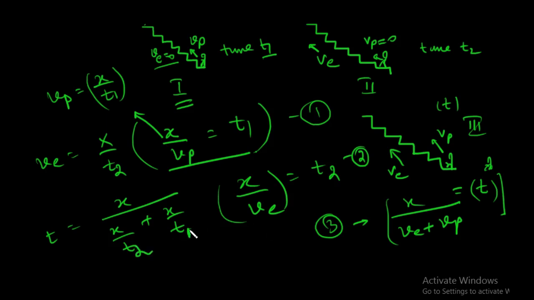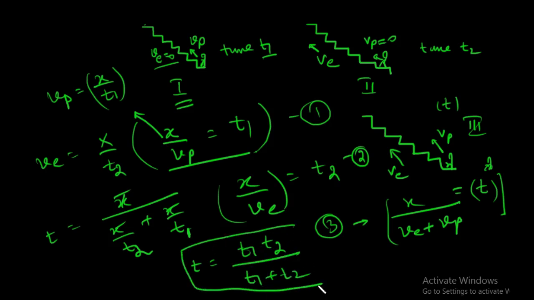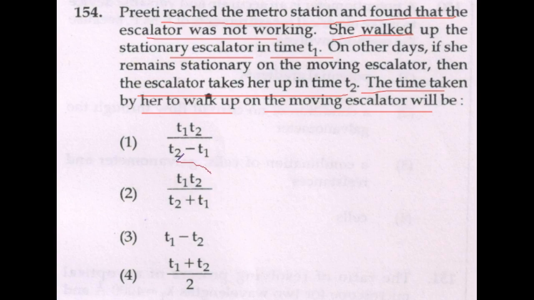right? Ve is x by t2, x gets cancelled out, so we are left with t equal to t1 t2 divided by t1 plus t2, okay? Hence this is the answer, okay? So here option 2 is the answer, okay? My answer matches option 2, t1 t2 by t1 plus t2. So this is the answer, okay?